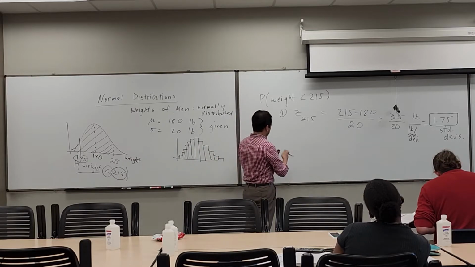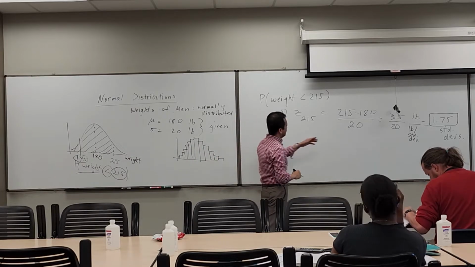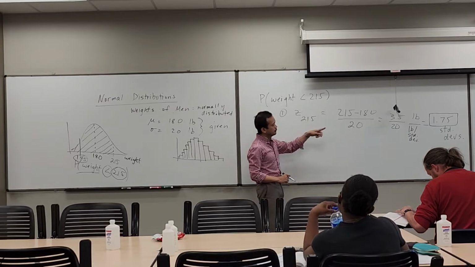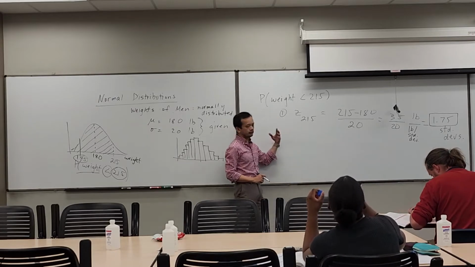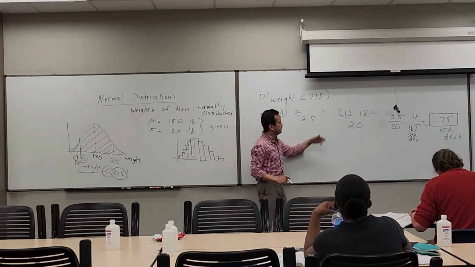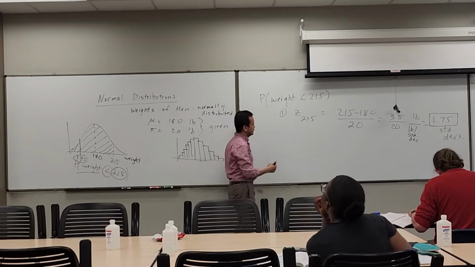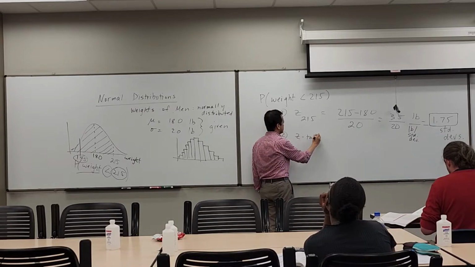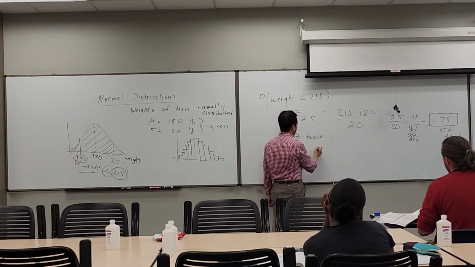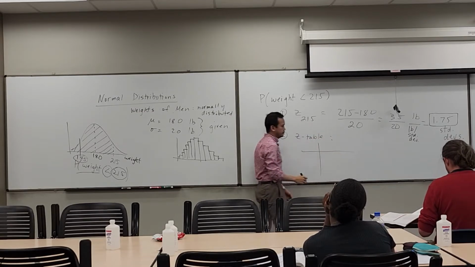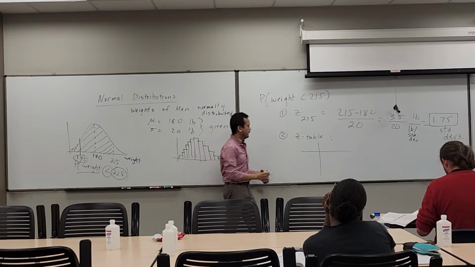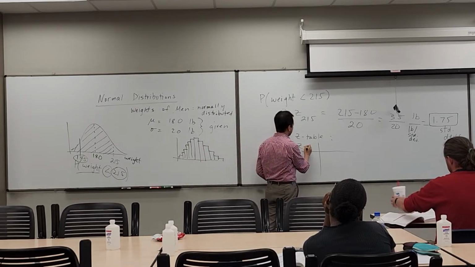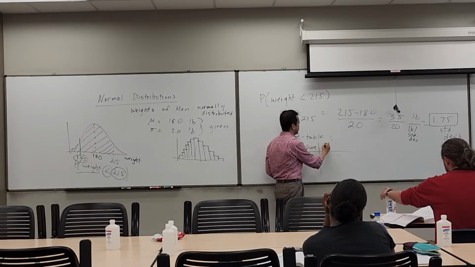Okay, so once we get the z-score, or number of standard deviations from the mean, for this data point of 215, now we're ready to use the z-score table. And that table gives us a relationship between z-score and area to the left of that z-score under the bell curve.